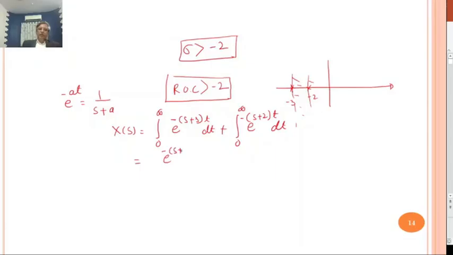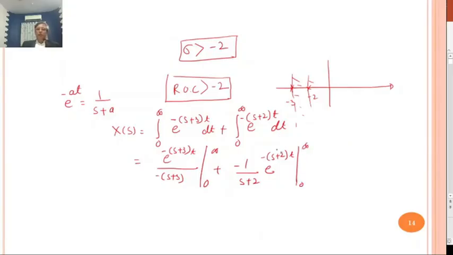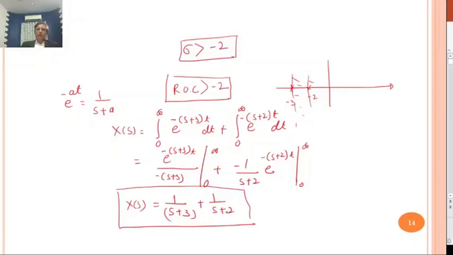Take the integration of this first term, and this is minus 1 upon s plus 3 e raised to minus s plus 3 t, 0 to infinity, plus minus 1 upon s plus 2 e raised to minus s plus 2 into t, 0 to infinity. Now substitute this value. After substituting the upper limit and the lower limit, we are getting 1 upon s plus 3 plus 1 upon s plus 2. Means the Laplace transform of that signal is 1 upon s plus 3 plus 1 upon s plus 2.